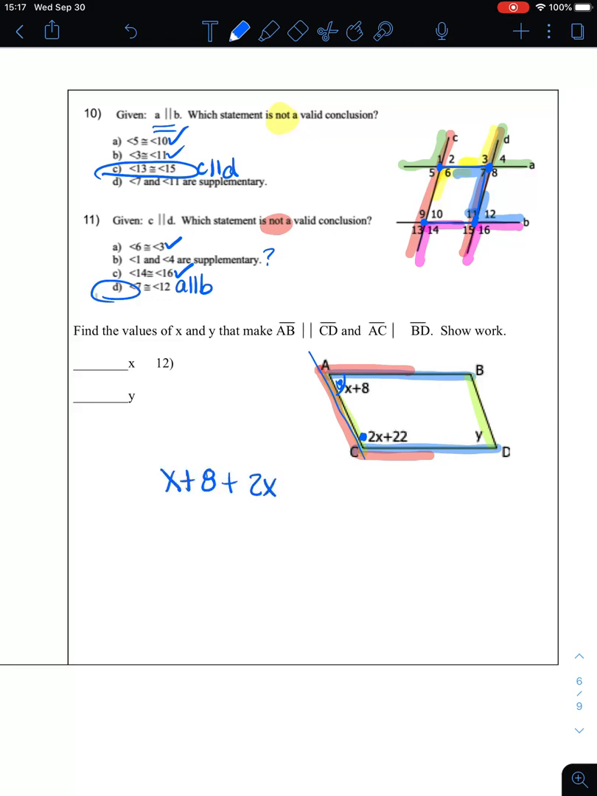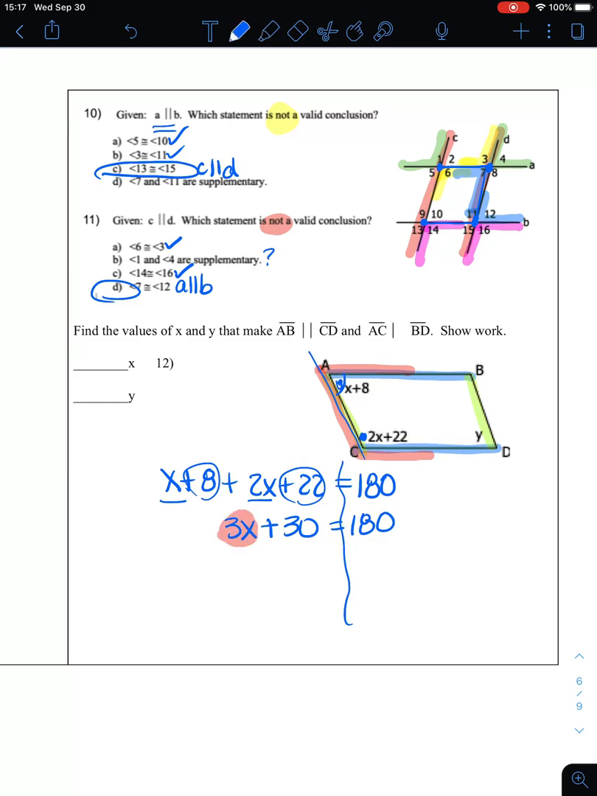So we would set it up. This angle, x plus 8, plus this angle, 2x plus 22, has to equal 180 for those lines to be parallel. So on my left-hand side of the equation, I have some like terms. So I have x and 2x, that's 3x. And I put my positive 8 and my positive 22 together, so it's plus 30 equals 180.